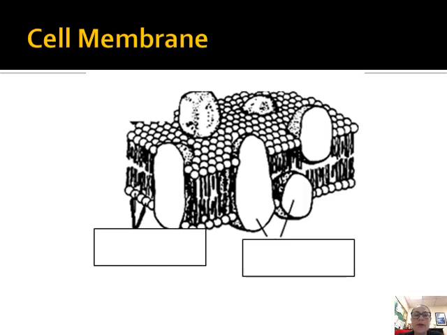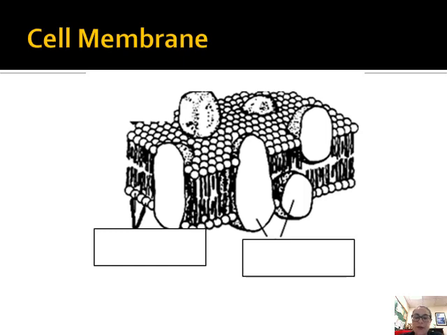The cell membrane is one of the most important organelles, and that's why you'll see it in prokaryotes, eukaryotes, animal, and plant cells. The cell membrane controls what goes in and out of the cell. It also handles cellular communication. The cell membrane is composed of two major components.